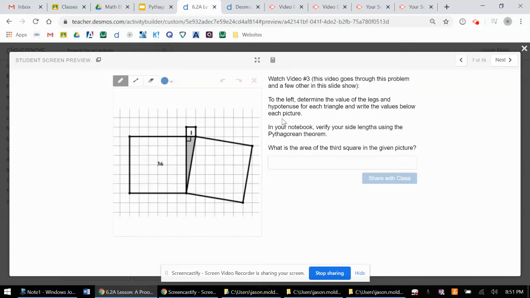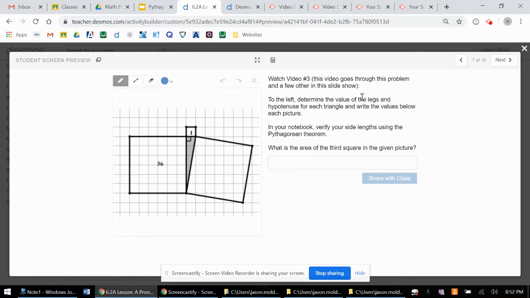This is the third video for Pythagorean Theorem 6-2a lesson. We're going to apply the concept that the sum of the squares built off of the legs of a right triangle is equal to the square that's built off of the hypotenuse.